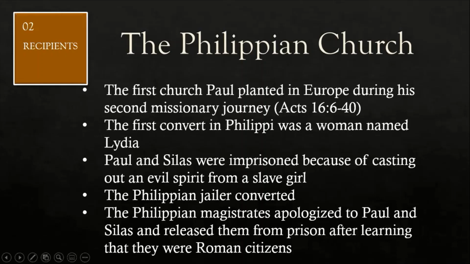The Philippian magistrates apologized to Paul the following day, and Silas. They released them from prison after learning that they were Roman citizens. So after Paul and Silas were released from prison, they left Philippi and went to another city.